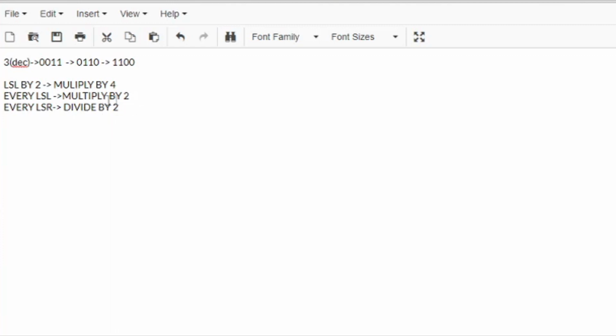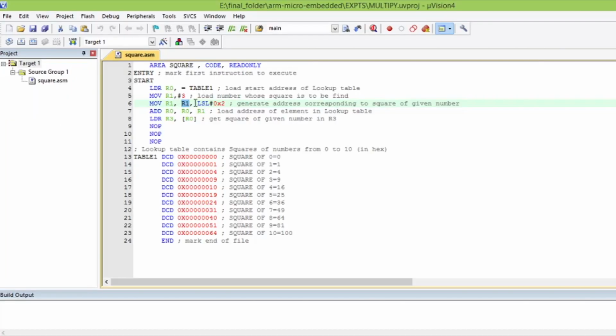So because we already know this, for any given number, if you perform logical shift left by 2, you will always get it multiplied by 4, because every left shift by 1 gives you multiply by 2, and every right shift will give you divide by 2. So here 3 will be shifted 2 times, because here it is written 0x2, so it is shifted 2 times to the left side. Okay, fine. So what happens then?